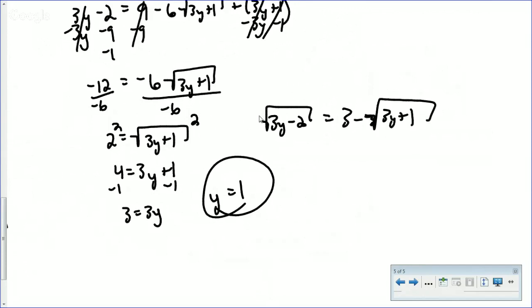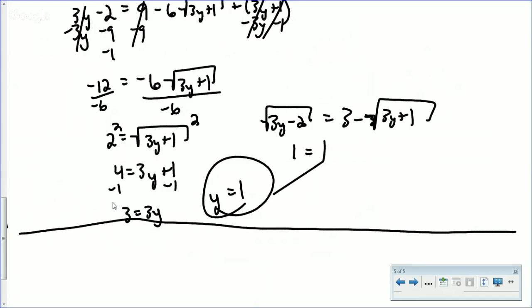So just plug in 1. So I got 3 times 1 is 3 minus 2 is 1. The square root of 1 is 1. 3 times 1 is 3 plus 1 is 4. Square root of 4 is 2. 3 minus 2 is also 1. So it does check out.